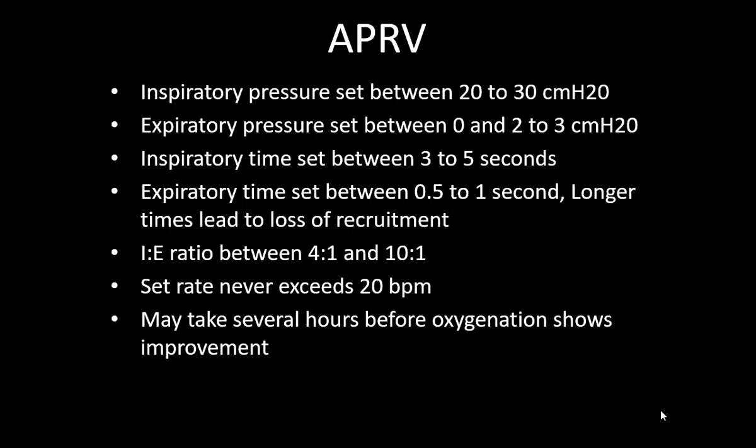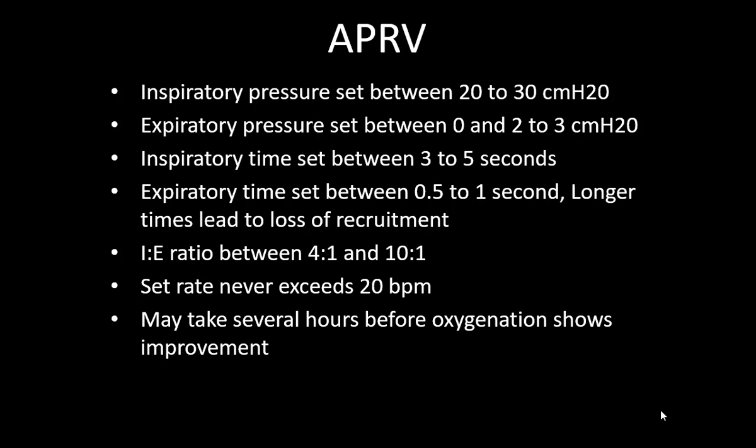So inspiratory pressure is set between 20 to 30 centimeters of water. How do you set it? Look at your patient when you are planning to go on APRV. What is the plateau pressure of the patient? If the plateau pressure is 25, I'll set a P high at 25, similar. Expiratory pressure is set between 0 to 2 or 3 centimeters. We don't give PEEP here because we avoid de-recruitment by creating an auto PEEP, an iatrogenic auto PEEP.